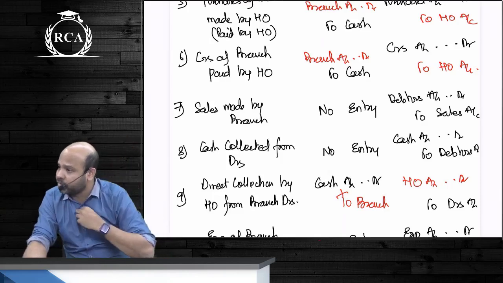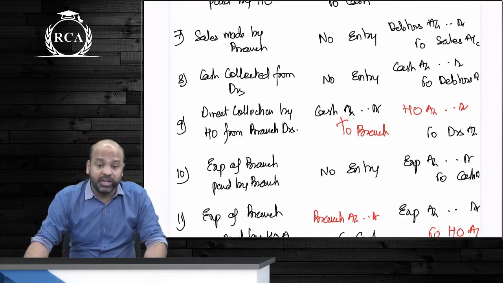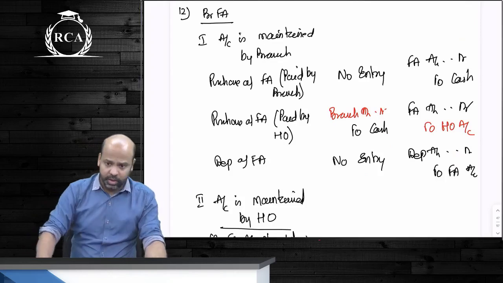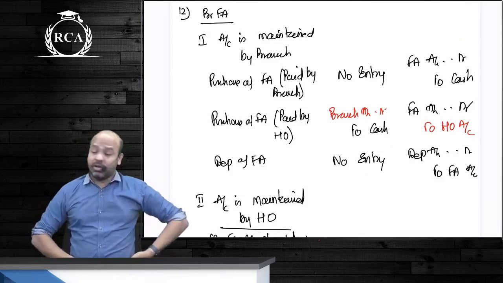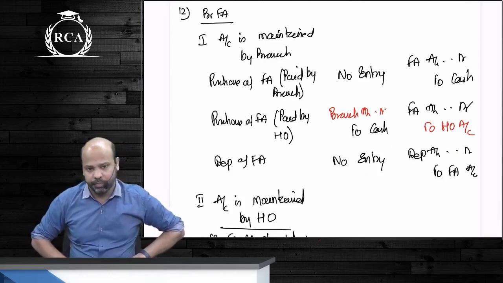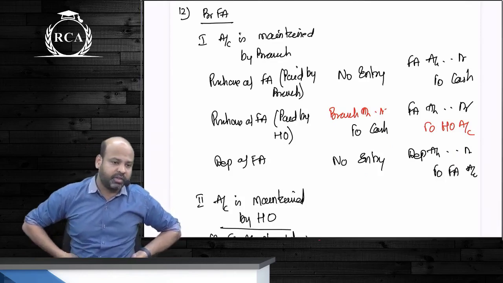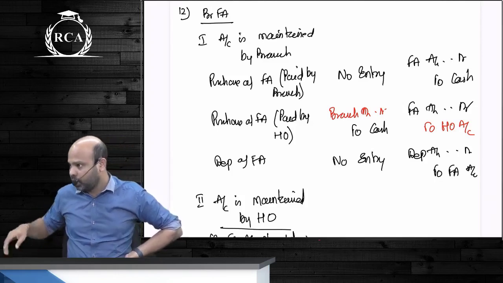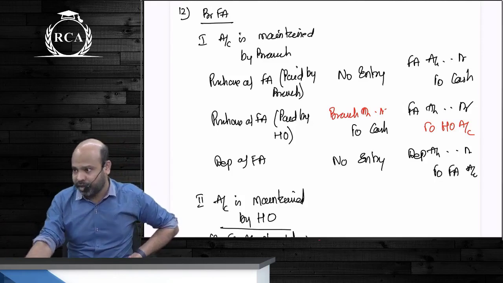Are we clear, guys? One thing that you should know better is in relation to fixed assets. I said for fixed assets as such, guys, there are two things. Either the fixed asset account can be maintained by branch, or it can be maintained by head office. Irrespective of who is maintaining the fixed asset account, at the year end, depreciation should form part of branch profits only. It cannot be included in the profits of head office.